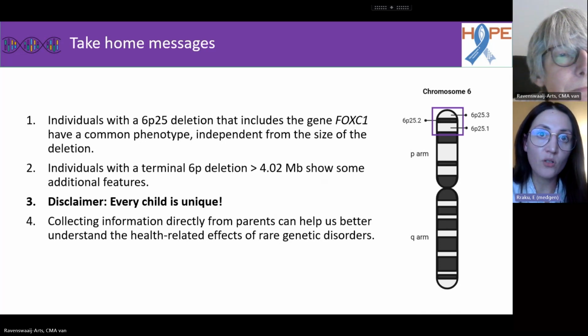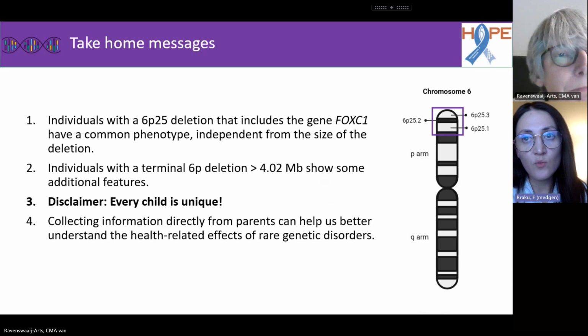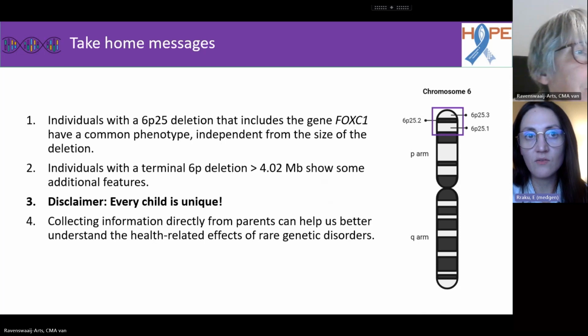Lastly, but very importantly, with this study, we showed once more that collecting information directly from parents and families can help us better understand the health effects of rare genetic disorders and offer better care to affected individuals.